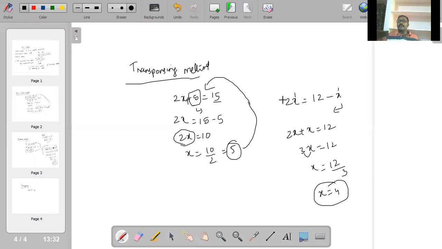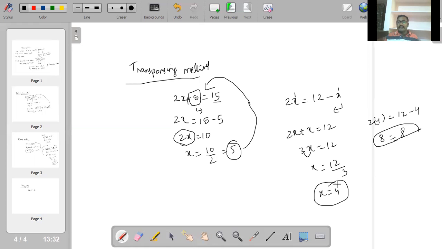Just we simplify over there. See here, 2 into 4 is equal to 12 minus 4. So you get 8 is equal to 8. The left hand side and right hand side are both equal. Then 4 is the solution of this equation. So this is about the topic of linear equations in class 7.